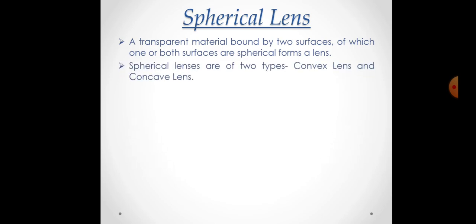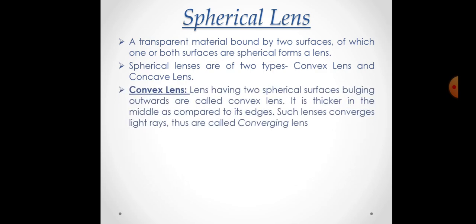Spherical lenses are of two types. One is the convex lens and the other one is the concave lens. So what is a convex lens? A lens having two spherical surfaces bulging outwards is called a convex lens. It is thicker in the middle as compared to its edges. So in case of a convex lens, you will see these lenses are thick in the middle and thin at the edges. If you have ever seen a magnifying glass, and if you touch it, you can see that it is thick in the middle and thin at the edges. So that is your convex lens.